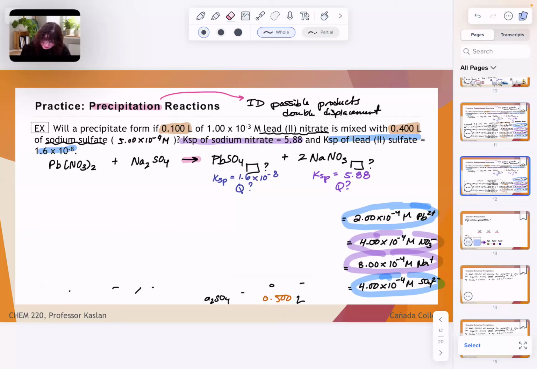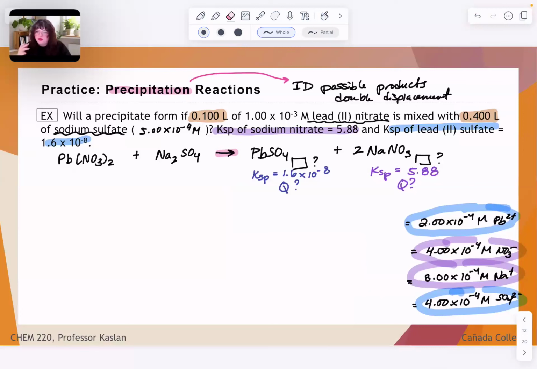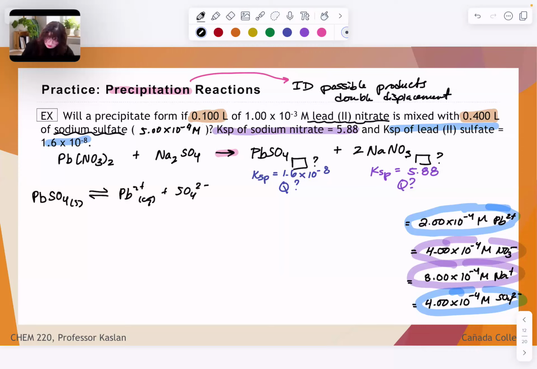Okay. So again, in looking at our KSPs, we have a hunch that it might be the lead 2 sulfate. That is going to be the one that reaches its saturation point, aka it precipitates out first, it becomes a solid. But we only know that if we were to look at Q. So let's look at Q for the potential formation of lead 2 sulfate. So let's write out that saturation equilibrium. This becomes Pb2+ and SO4 2-.